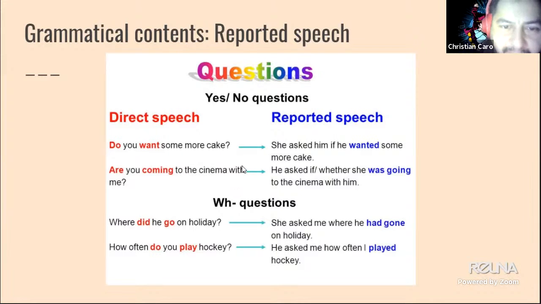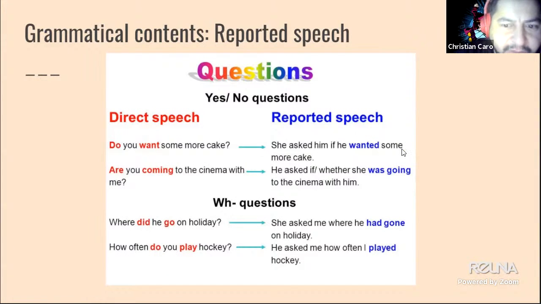Aprovechando que estamos hablando de questions también. Tenemos yes, no questions. How we report yes, no questions in this case. We got yes. Do you want some more cake, for example, with auxiliary verb do? So this is present simple. If I use reported speech, in this case, we do this.